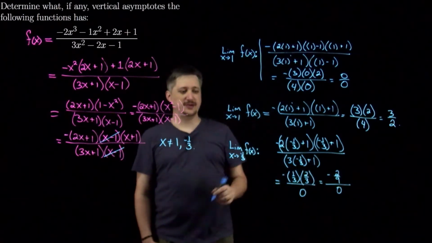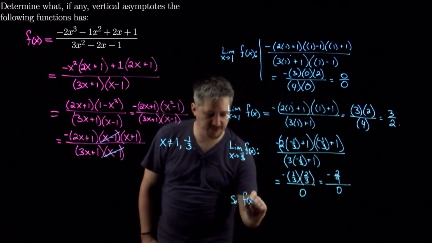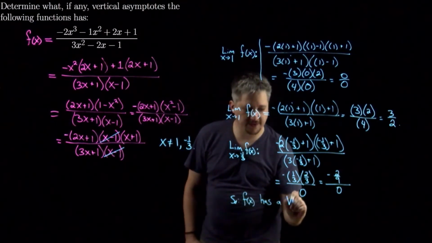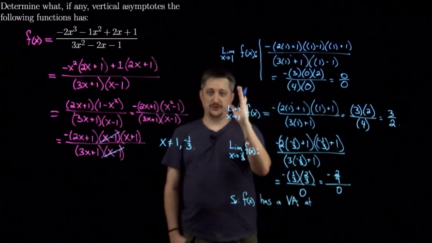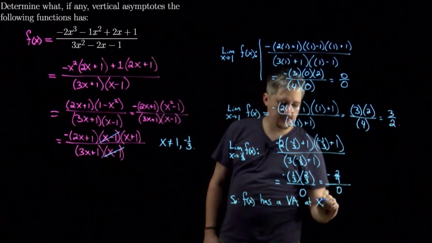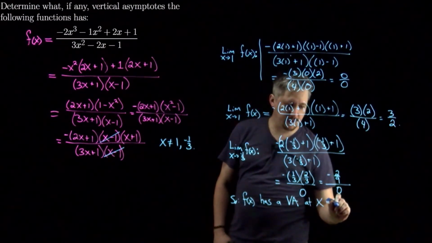And so this tells me that f of x has a vertical asymptote at, I remember vertical asymptotes are vertical lines, they're x equals equations. So x equals this x value, negative 1/3.